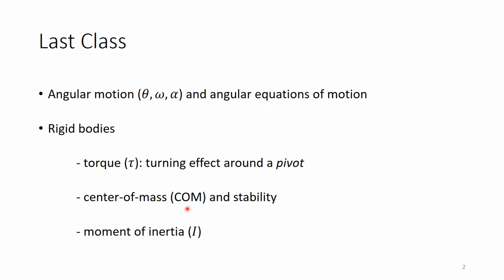Then the center of mass is a point where the entire mass seems to be concentrated. Usually the mass is distributed all over a rigid body, but it is possible to find a single point where the entire mass appears to be concentrated. That point is called the center of mass. And moment of inertia provides resistance to rotation. It depends on the mass of an object and also on the mass distribution of the object relative to an axis of rotation.